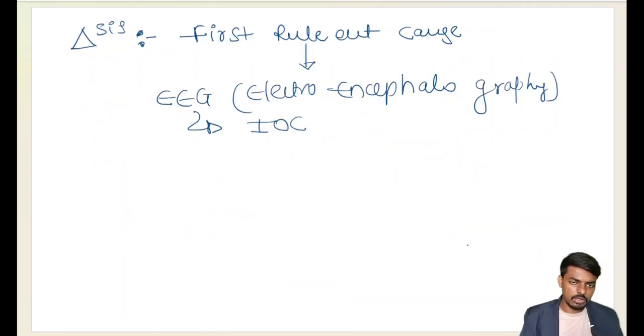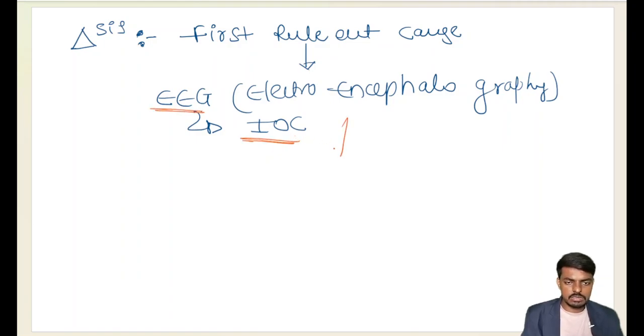Here is the diagnosis. First, we will rule out the cause of the seizure, because the seizure may occur due to hypoglycemia. So if the patient comes to the emergency department, first we will check his blood glucose level. That is very important. It may also occur due to hyponatremia, metabolic abnormalities, or hyperthermia. First we will rule out the cause, and we will send the patient for electroencephalography, the investigation of choice.